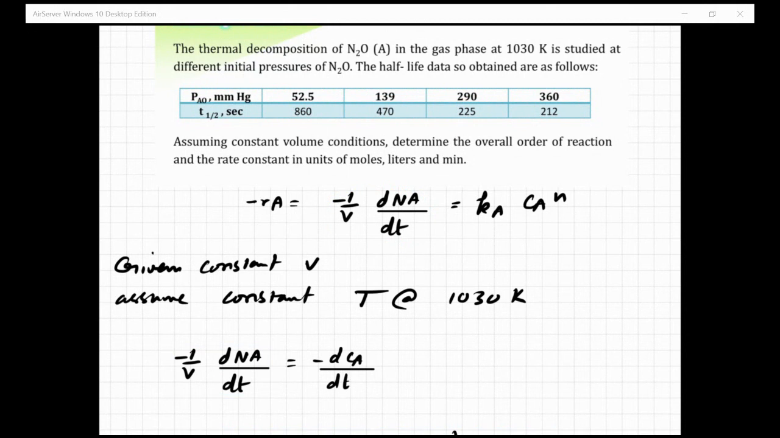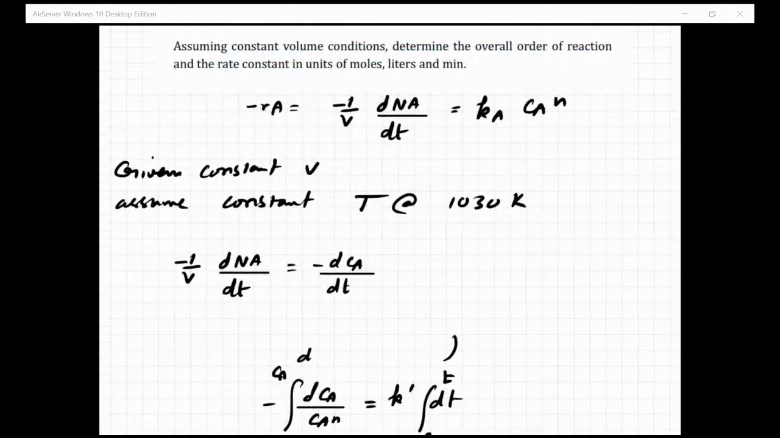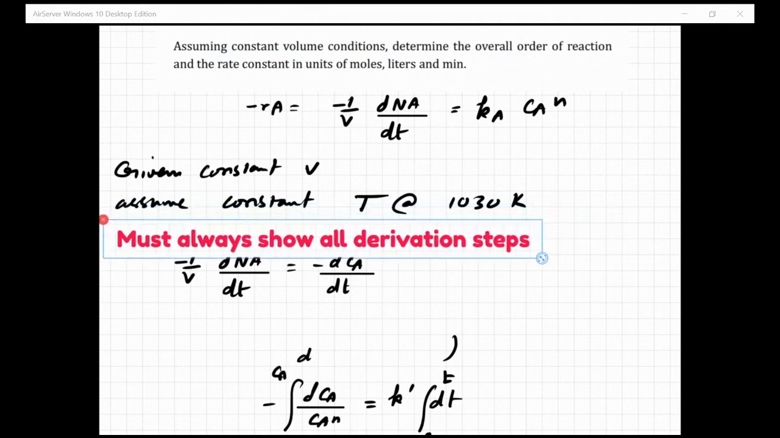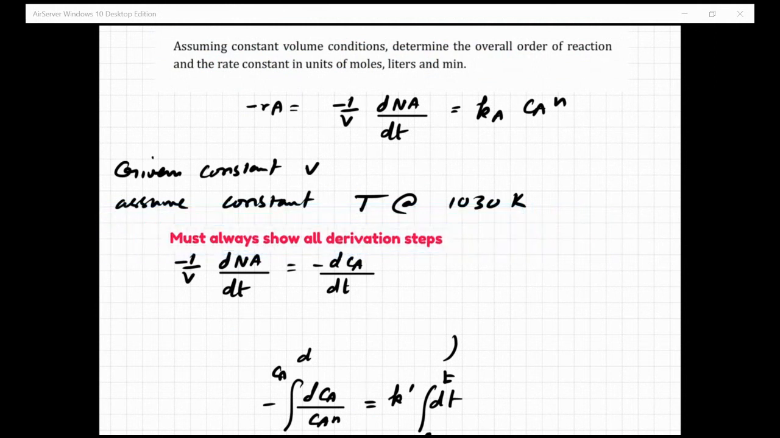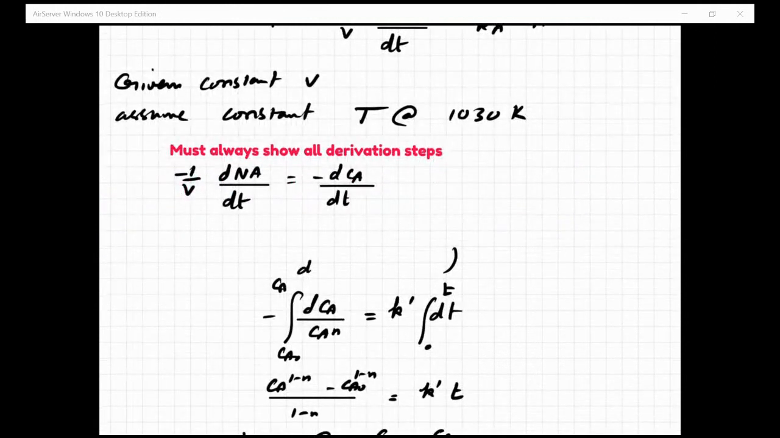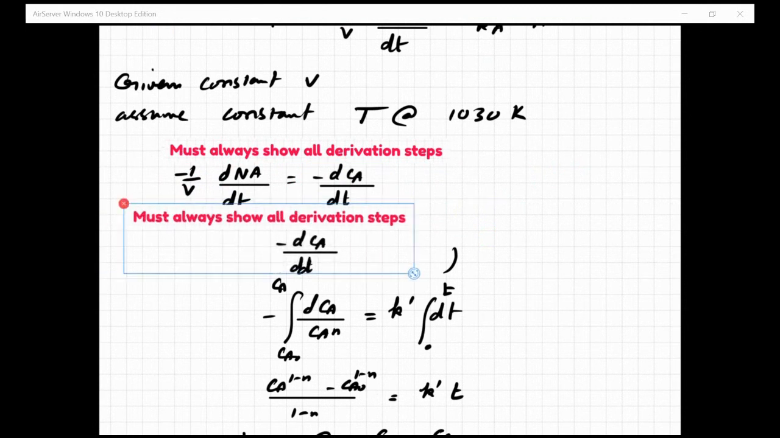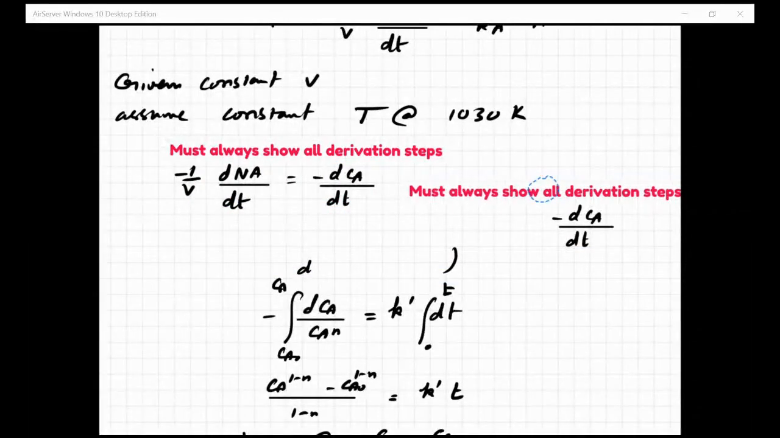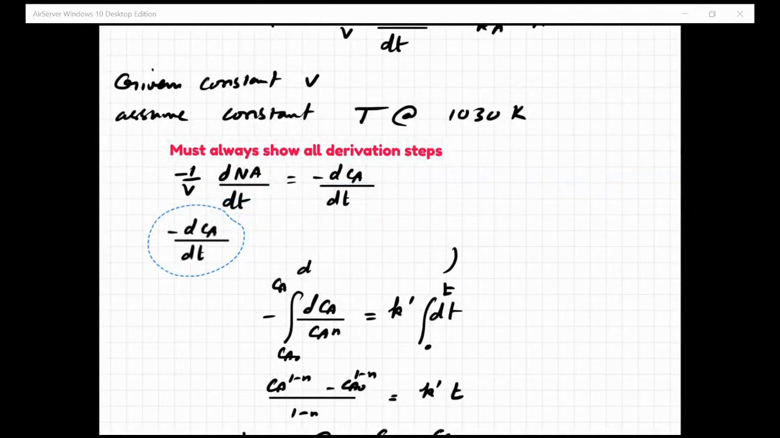I have repeated that so many times, so please always show the derivation steps, because if you don't show the derivation steps, you will lose marks. So this is it, now we got it. Then what will we do? We are going to say this is minus dCA by dt, equal to kCA to the n.